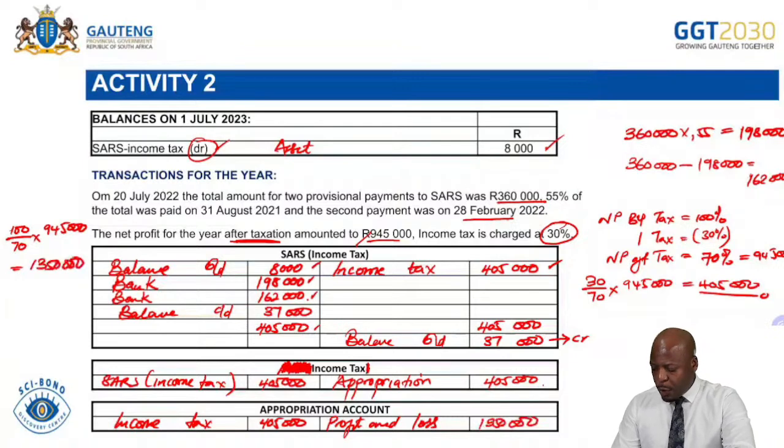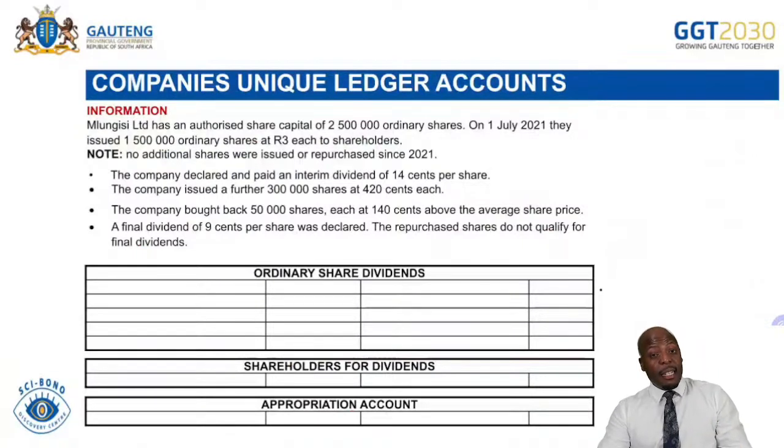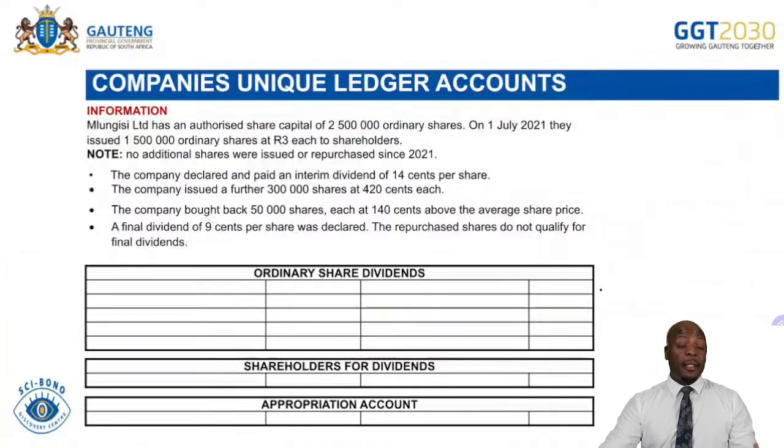Okay, let's quickly move on to the next aspect, which is dividends. Remember, we say dividends, this is the return to the investors, that is the shareholders, on their investment. They get dividends. Two types of dividends, remember. It is the interim and the final dividends. Let's see. Let's start first.